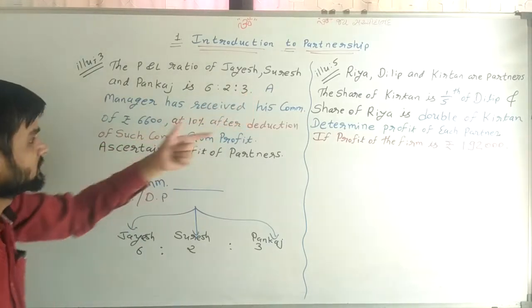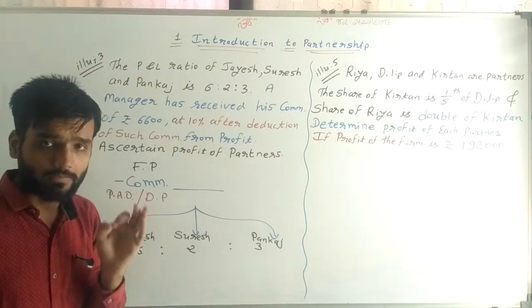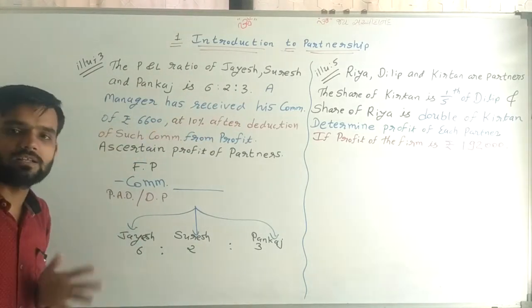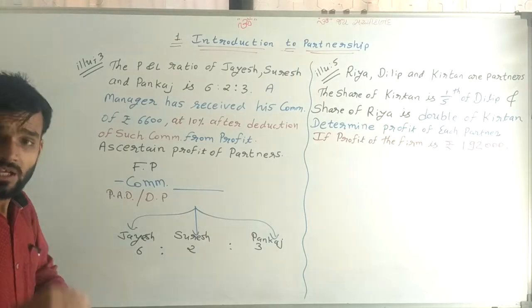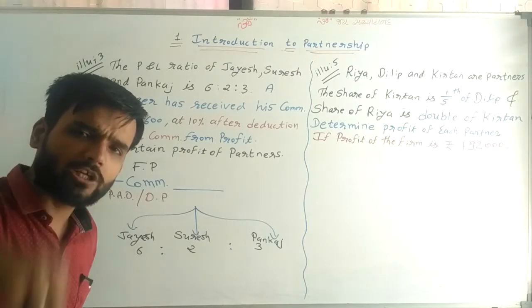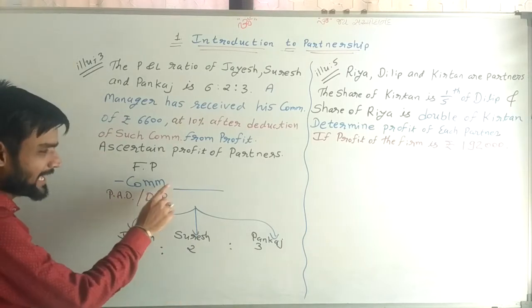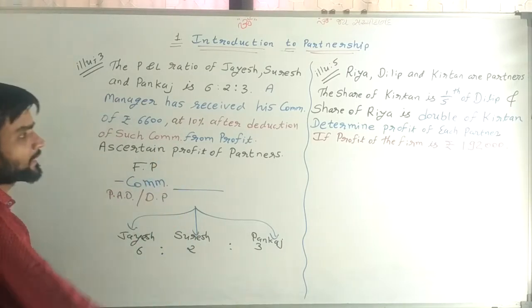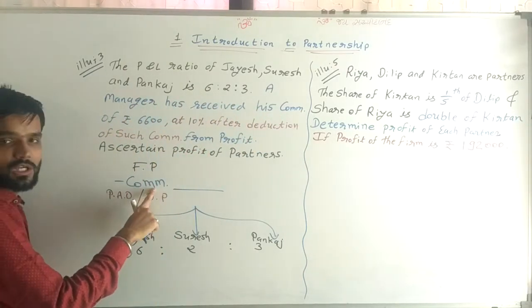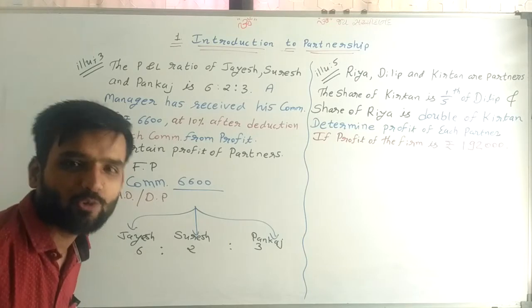Now a manager has received his commission. A manager has received his commission of rupees 6600. It means here we don't need to find commission. Commission is already given. So write down directly the commission: the manager has received his commission of 6600 rupees. So first of all, write commission here, 6600 rupees.